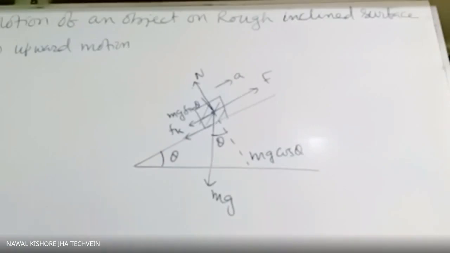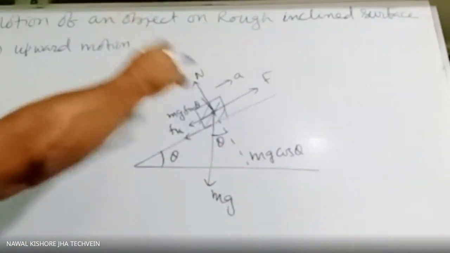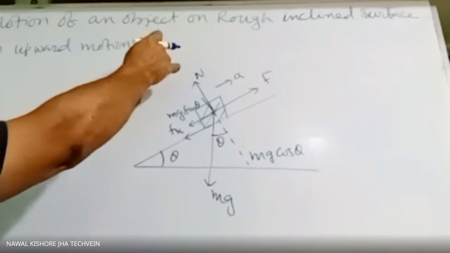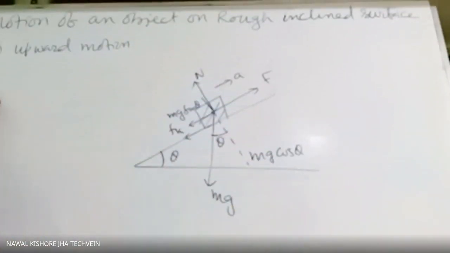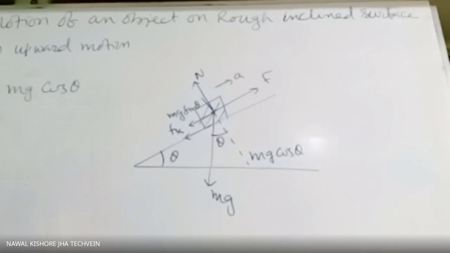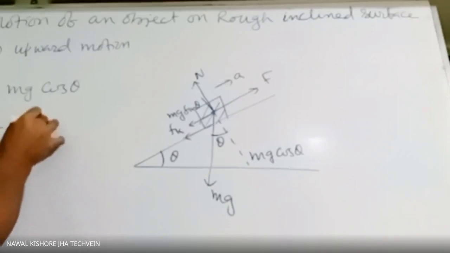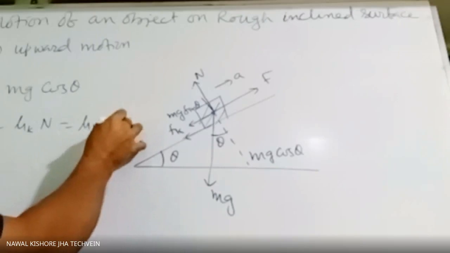Now, what will be the equation here? It is not moving in the normal direction, neither moving along the plane, so this normal direction component of the weight balances. So N will be equal to mg cos theta. Fk, which is equal to mu k times N, will be mu k mg cos theta.